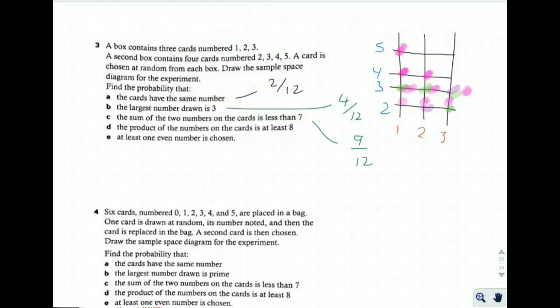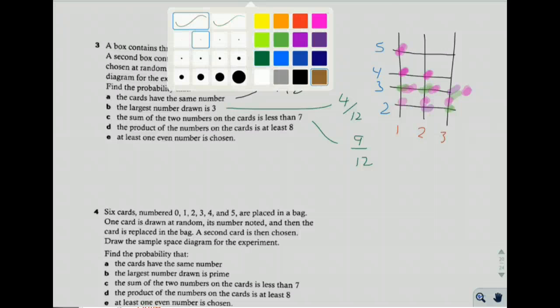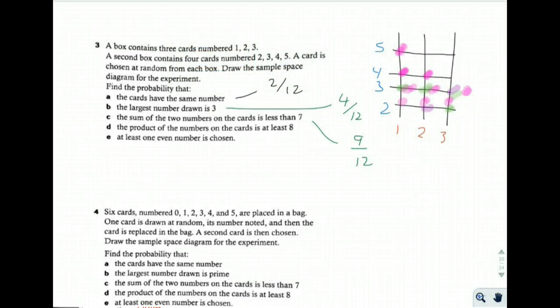The product of the numbers on the cards is at least 8. Let's see. So that would be 5 times 2, 5 times 3, 4 times 3, 4 times 2, that's at least 8, right? And 4 times 1, no. 3 times 2, no. 3 times 3, 9. So it looks like there are 5 out of 12.